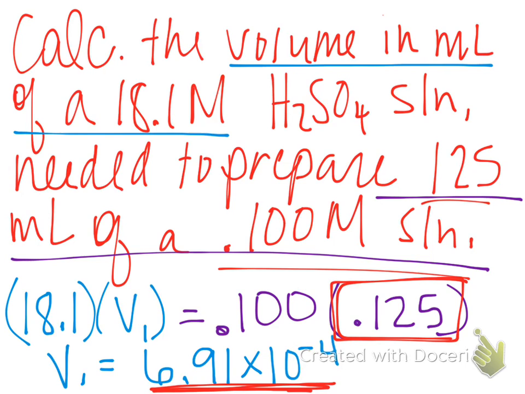And that would give me 0.691 milliliters. So they're not even taking a full milliliter to dilute the solution. So 18.1 is really concentrated.